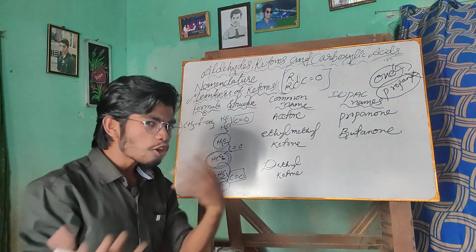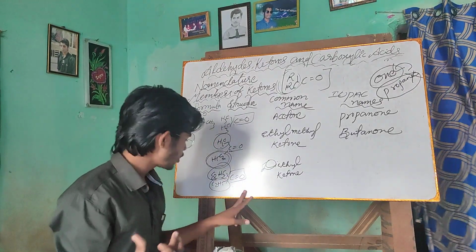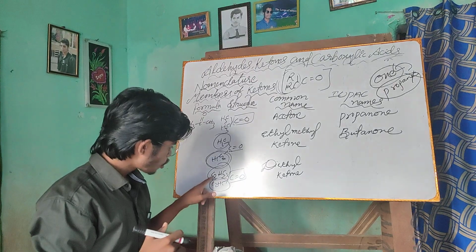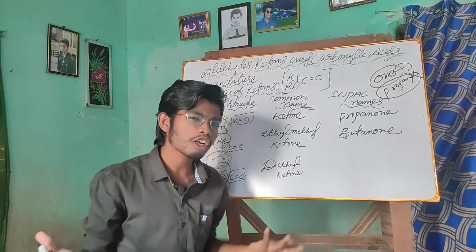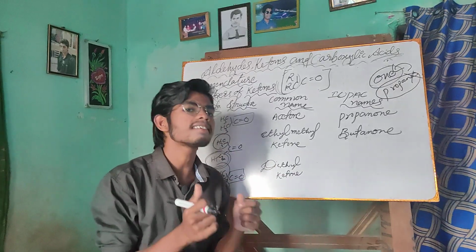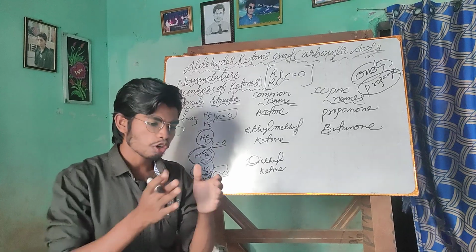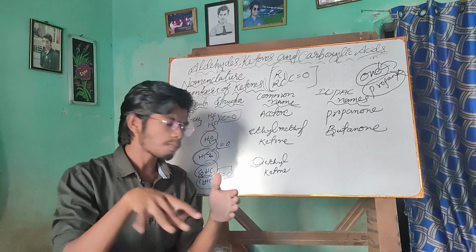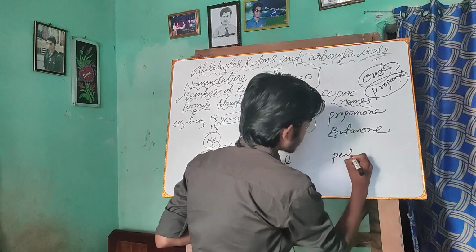So what is the IUPAC name? The IUPAC name is very simple to understand. The number of carbon atoms is to be counted here. How many carbon atoms are there? Here 2, 2, 4, and here it is 5. So 5 carbon atoms are there, which means obviously it is pentane. And at last the E of the pentane will be replaced by the suffix ONE. So what name is obtained here? That is pentanone.